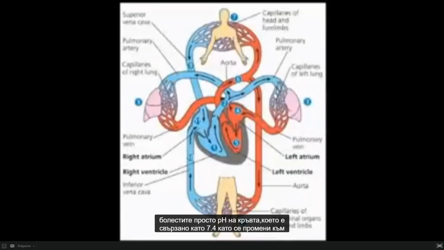the pH of the blood, which is around 7.4, changes to an acidic or to an alkaline state. Is there some possibility with technology to change it? What do you call a pH? pH is this alkaline or acid state of some liquid.